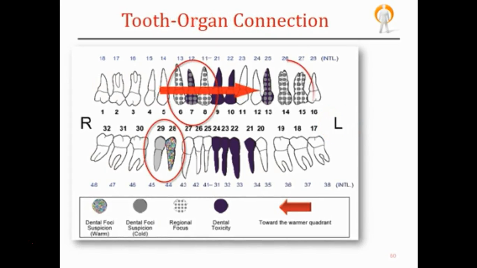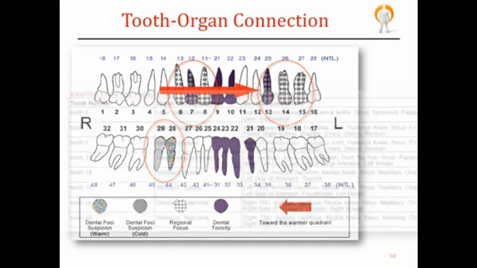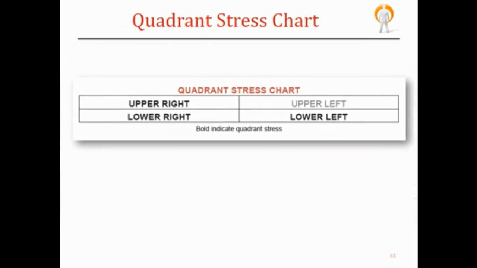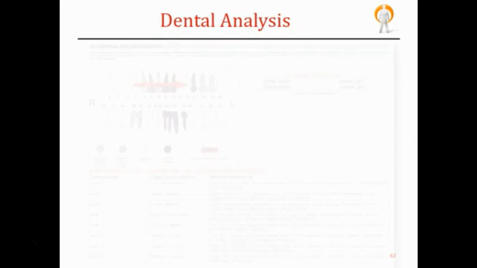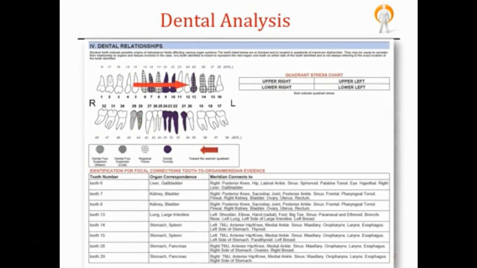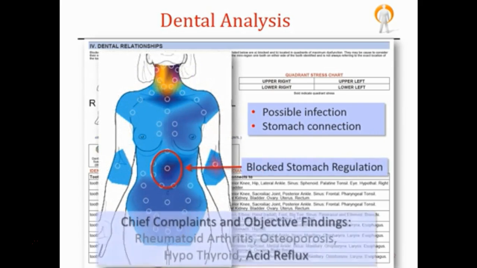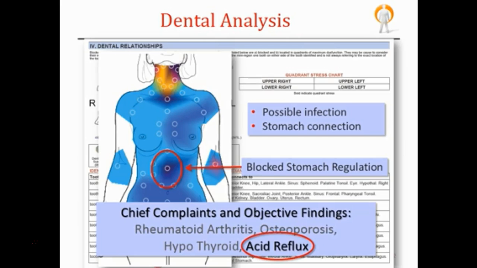Any teeth that are multispeckled, gray, or polka-dotted will be listed in the focal connection tooth-to-organ chart. The tooth and organ correspondences and meridian connections can give you insights into the relationship between the teeth and organs or other areas of concern. The quadrant stress chart will highlight the most stressed quadrants in bold lettering and can reaffirm dental areas of priority. So pulling together information from the dental analysis, such as suspicions of infection and corresponding organ and meridian connections, can corroborate the results and determine the possibility of the causation coming from the teeth.